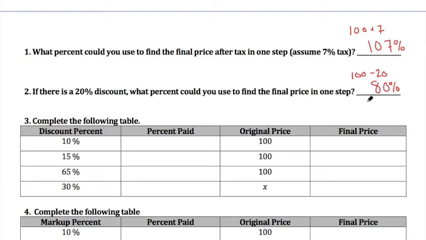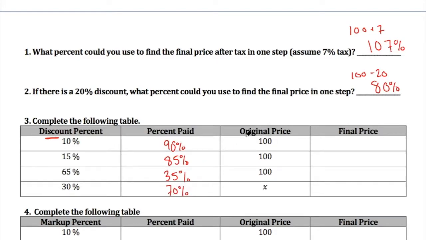So let's look at a whole bunch of different situations with this. Let's look at a whole bunch where we have a discount. If the discount percent is 10%, what percent are you then going to pay? Well, you're going to pay 100 minus your 10 to give you 90%. And if you had a 15% discount, take that away from 100, you're paying 85%. If it's a 65% discount, you're only paying 35%. A 30% discount, you're paying 70%.